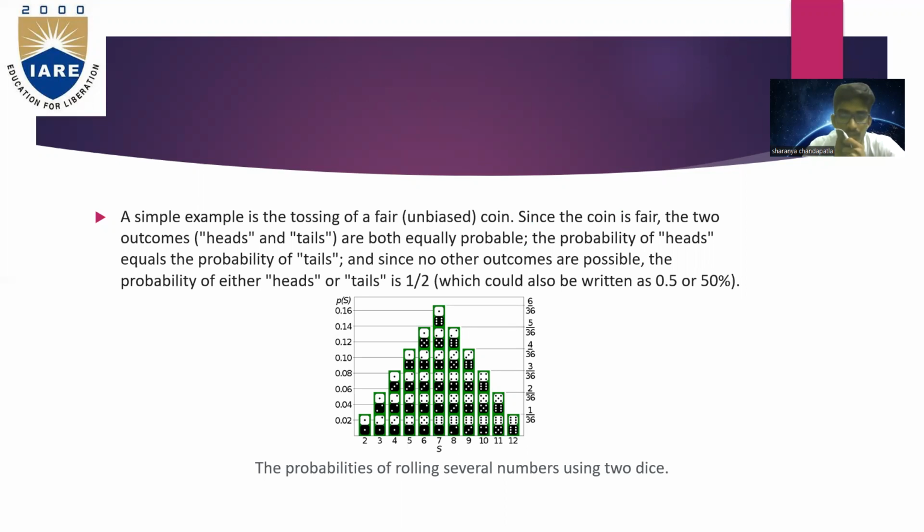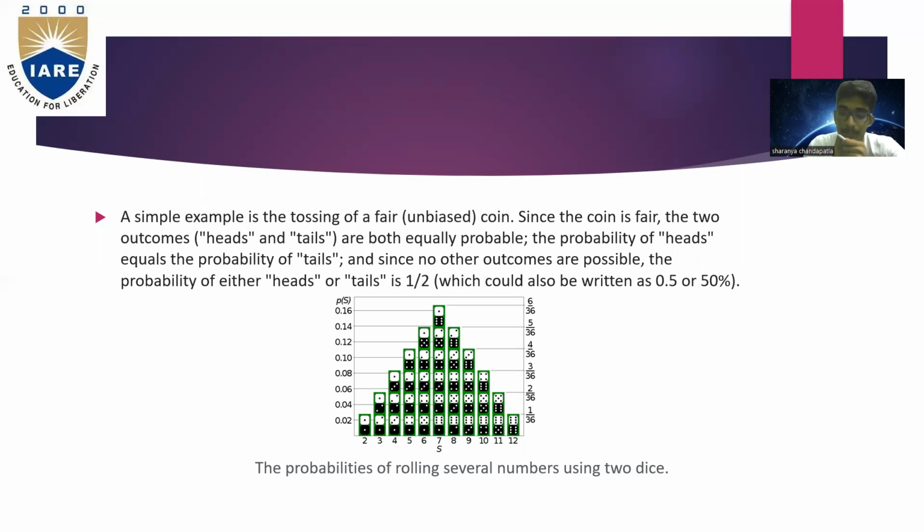So the probability of heads is equal to the probability of tails, since no other outcomes are possible, because we have only two outcomes while tossing an unbiased coin, that are heads and tails. There is no other possibility of any other outcomes. So the total outcomes of tossing the coin are two, heads and tails.